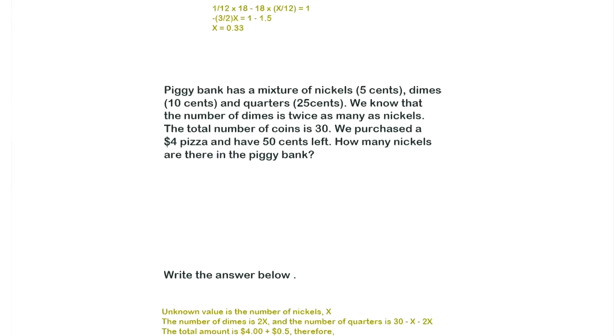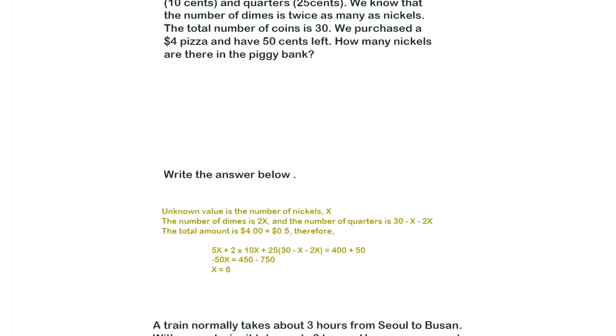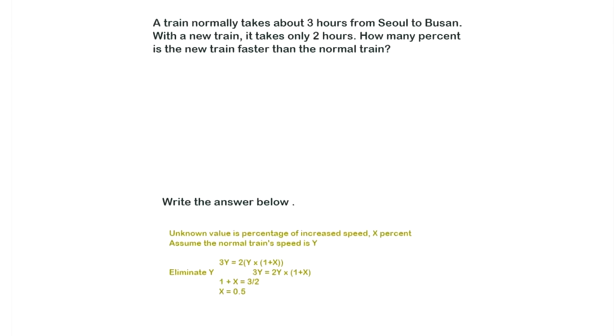Okay, next one. Piggy bank has a mixture of nickels, 5 cents, dimes, 10 cents, and quarters, 25 cents. We know that the number of dimes is twice as many as nickels. The total number of coins is 50. We purchased a $4 pizza and have 50 cents left. How many nickels are there in the piggy bank? Okay. Well, it's the same as a turtle and a crane. Conditional equation. A train normally takes about 3 hours from Seoul to Busan. With a new train, it takes about 2 hours. How many percent is the new train faster than the normal rate?